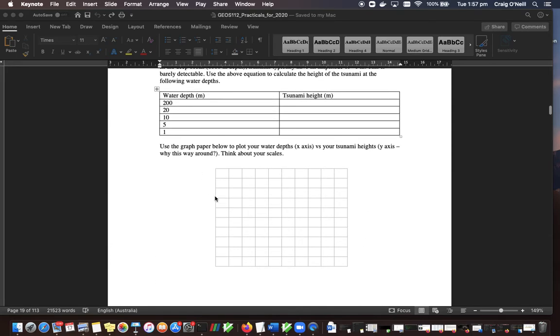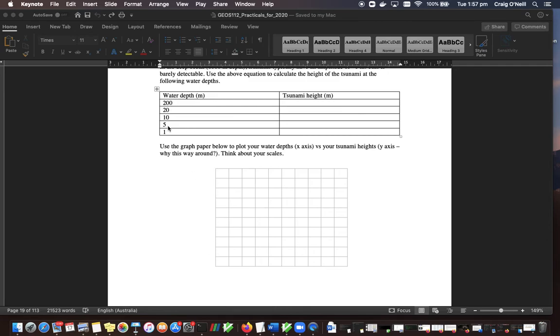Lastly, we want you to use this graph paper we've given you here to plot your water depth versus your tsunami heights. Now, water depths here are what we call the independent variable. They're what we've given you. They're the control variable. And the independent variable, by standard convention, always goes on the x-axis. Your dependent variable, the thing that depends on this variable, goes on the y-axis. So your tsunami height should go here.